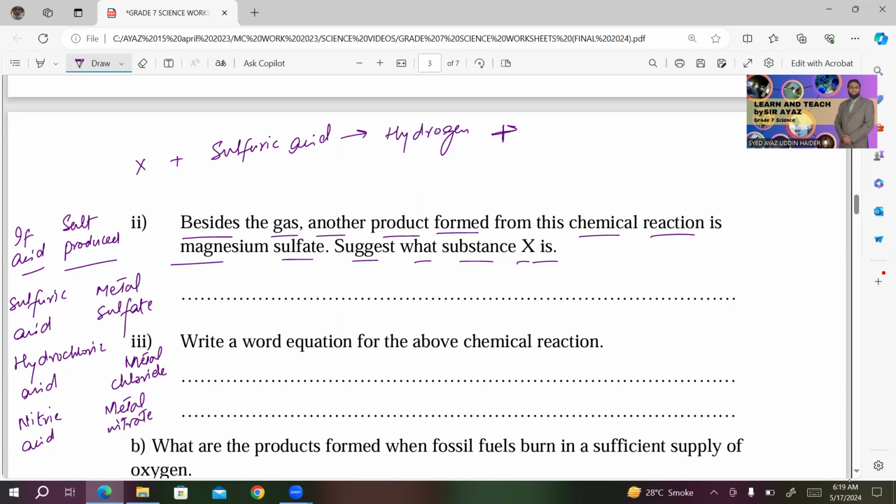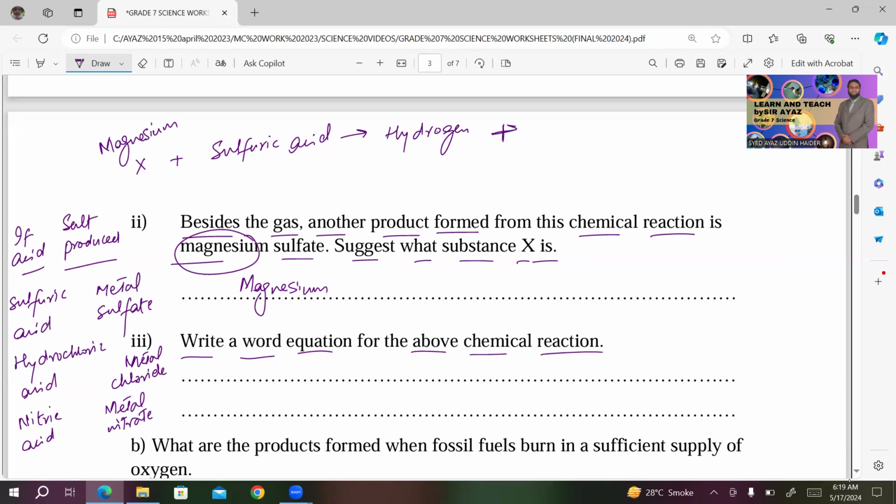So the salt must be a metal sulfate and X must be magnesium. If you have magnesium as a metal, then the salt must be magnesium sulfate when it's reacted with sulfuric acid. Write a word equation for the above chemical reaction. The word equation, it's up to you whether you write X or Mg. Magnesium, I mean.